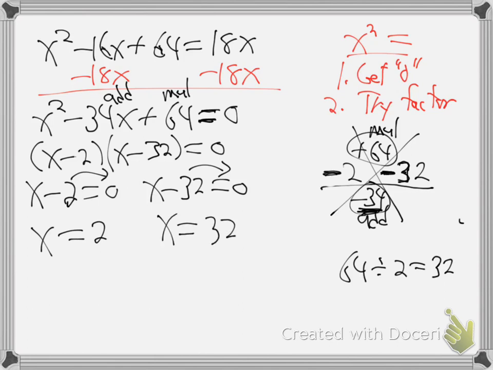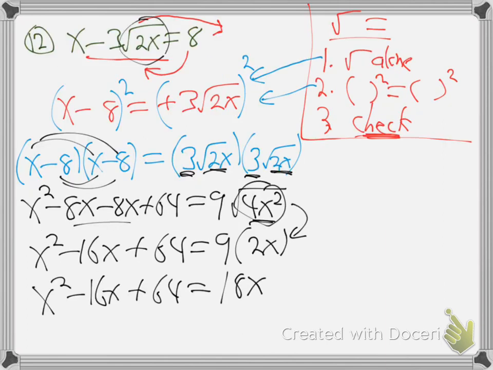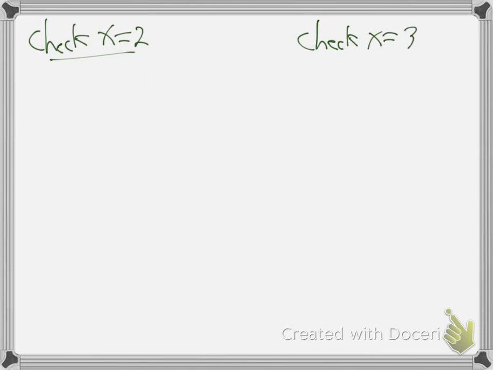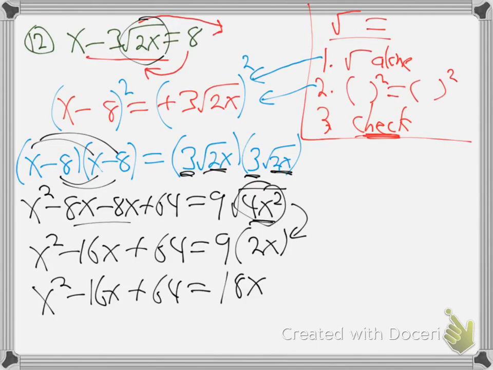The answers are positive 2 and positive 32. Maybe. Remember, the problem started with a square root, so it needs to be checked, unfortunately. So let's do it. We've got to check the first answer, which is 2, and over here we've got to check the other answer, which is 32, with the original equation.